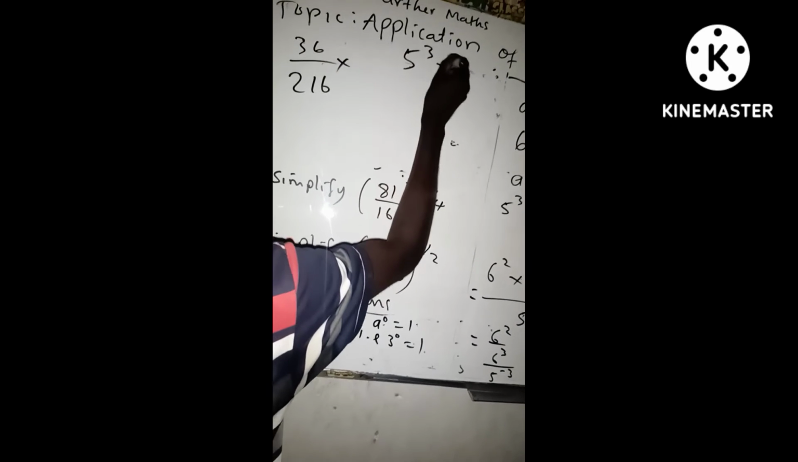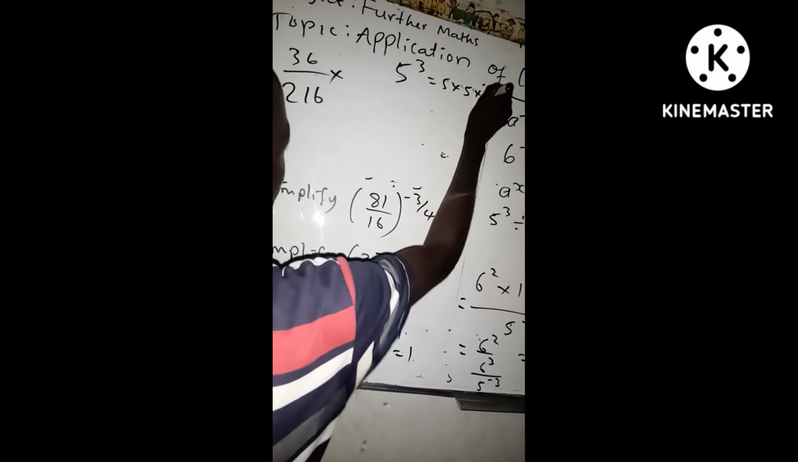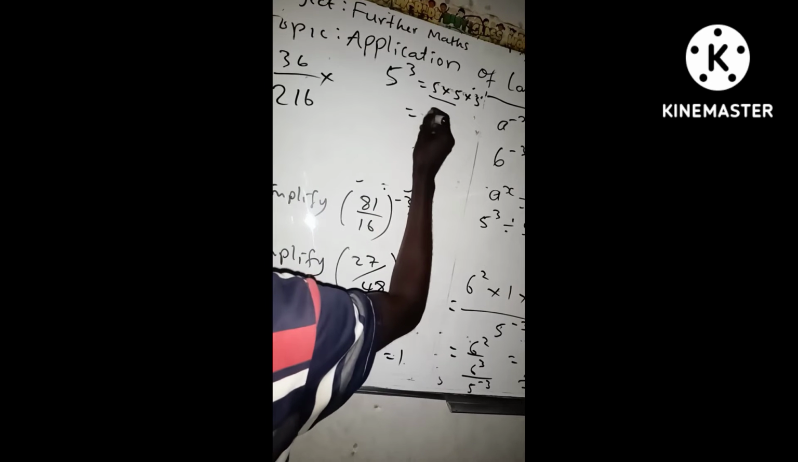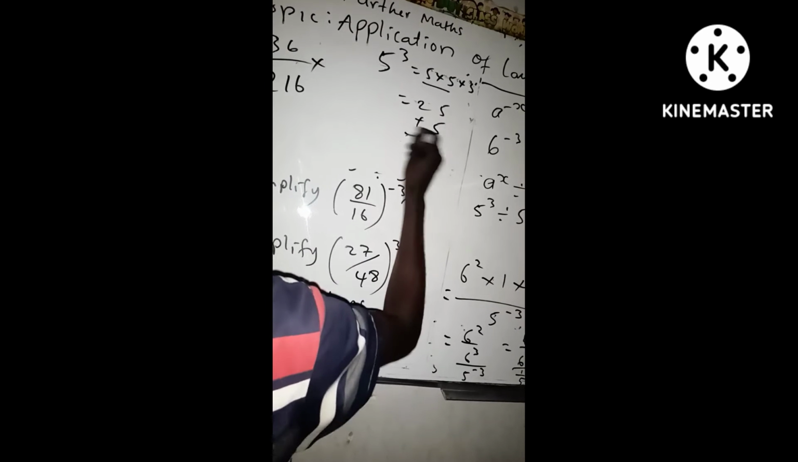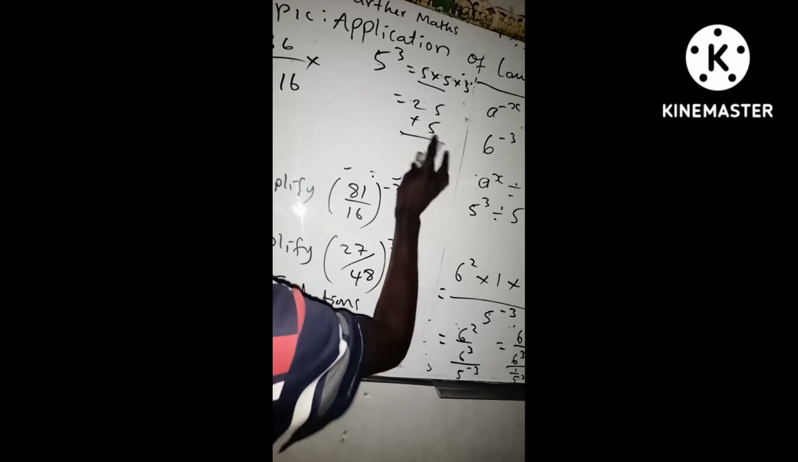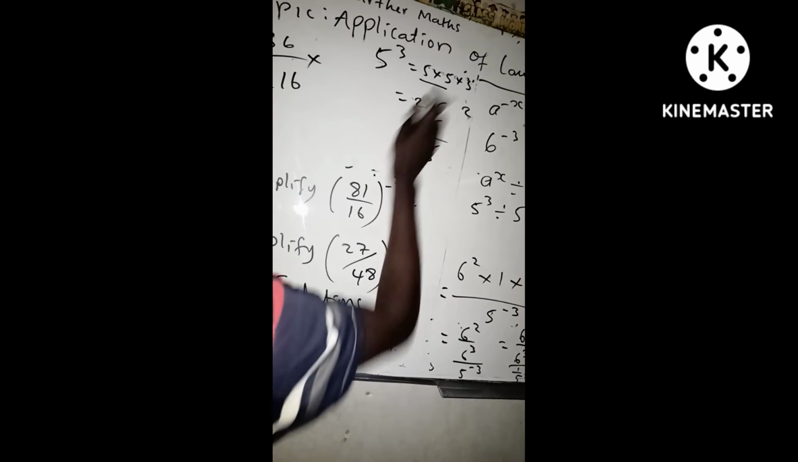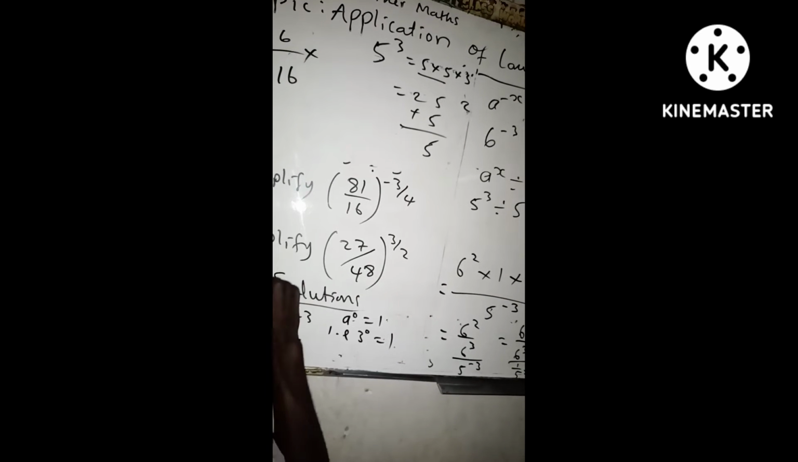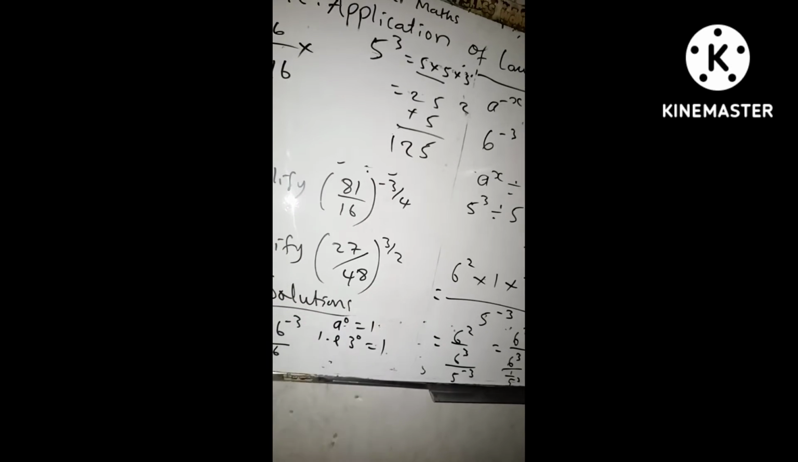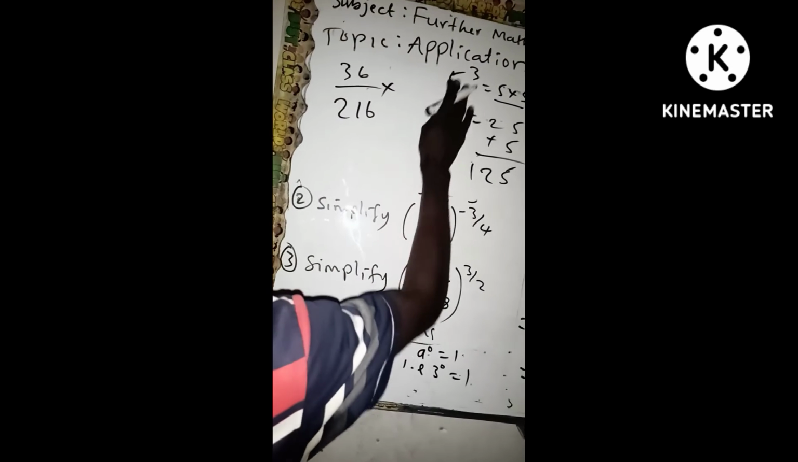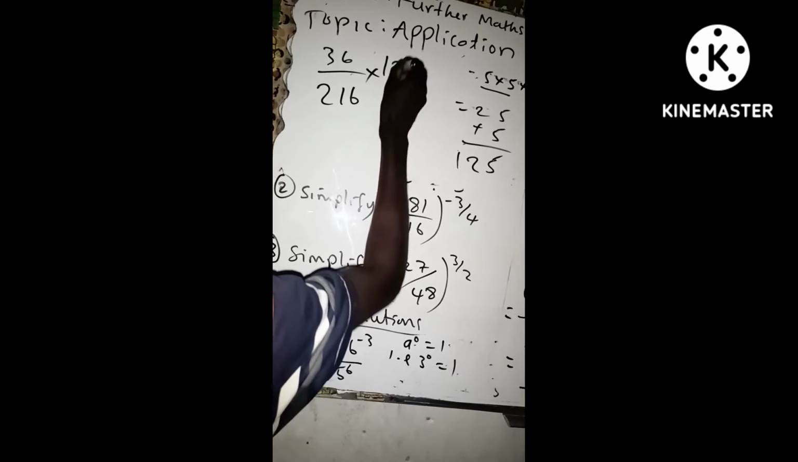Now let's work it out. 5 to the power of 3 means 5 times 5 times 5. So 5 times 5 is what? 25, times 5. 5 times 5 is 25, right? 5, carry 2. 5 times 2 is 10, plus that 2 is 12. 1, 2, 5. So that means instead of 5 to the power of 3 now, we have 125 over 1 here.